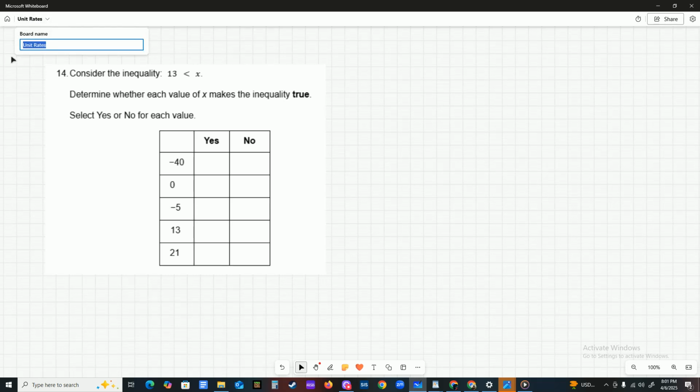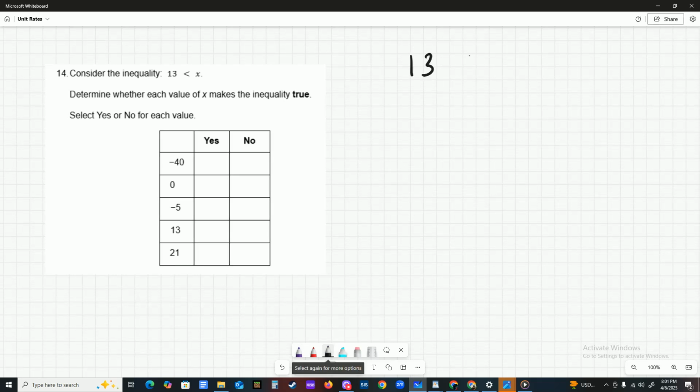All right, buddy. Here we have an inequality. The inequality says this: 13 is less than x. So 13 is less than x. Determine whether each value of x makes the inequality true. Select yes or no for each value.